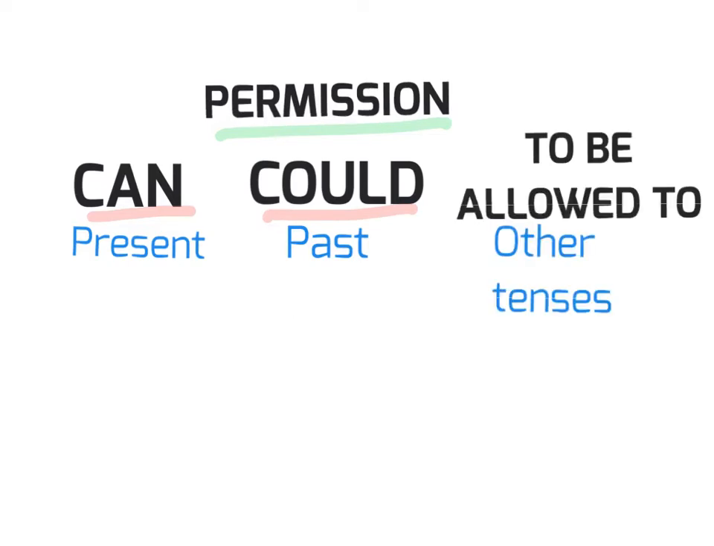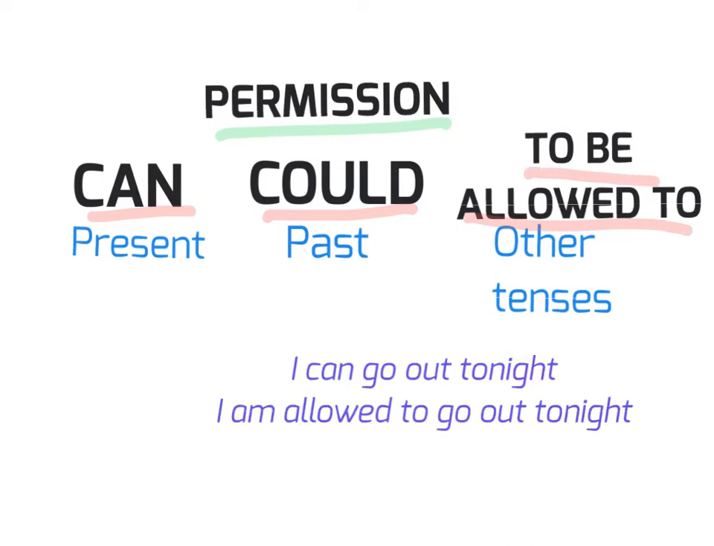Regarding permission, we have can for the present and could for the past. But what happens when we need to use other verb tenses? In this case, we use to be allowed to. But we can also use to be allowed to in the present or in the past. For example, you could say, I can't go out tonight, or I am not allowed to go out tonight. And there's no difference in meaning. So in the present, you can use can or allowed to, and in the past, you can use could or allowed to. So it's not like be able to, that there are some differences in meaning.